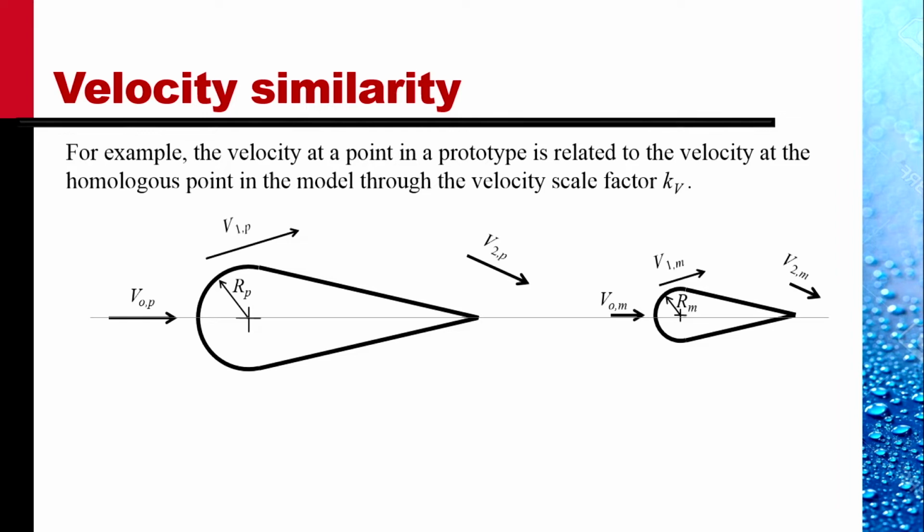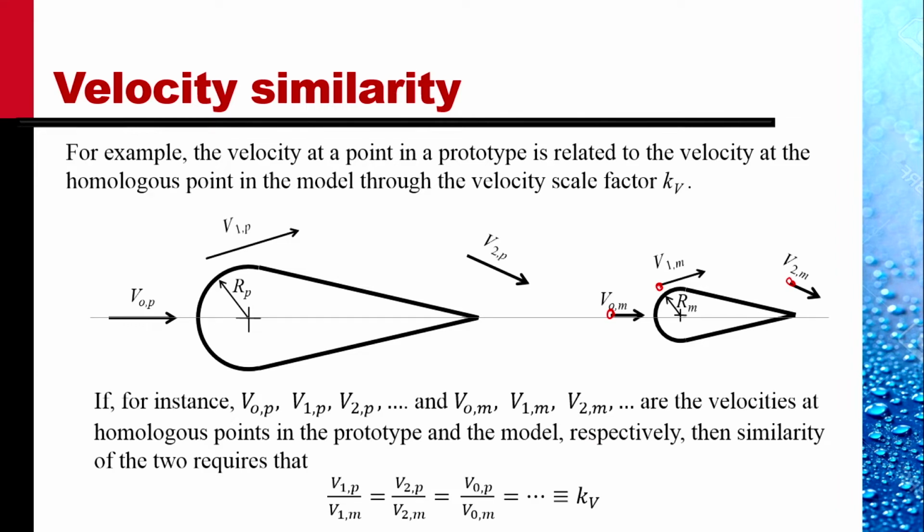In the prototype, we have 3 velocities as shown: V0p, V1p and V2p. We consider the model and we consider the homologous points in this model corresponding to 0, 1 and 2. These are the homologous points. Let the velocity there be V0m, V1m and V2m.